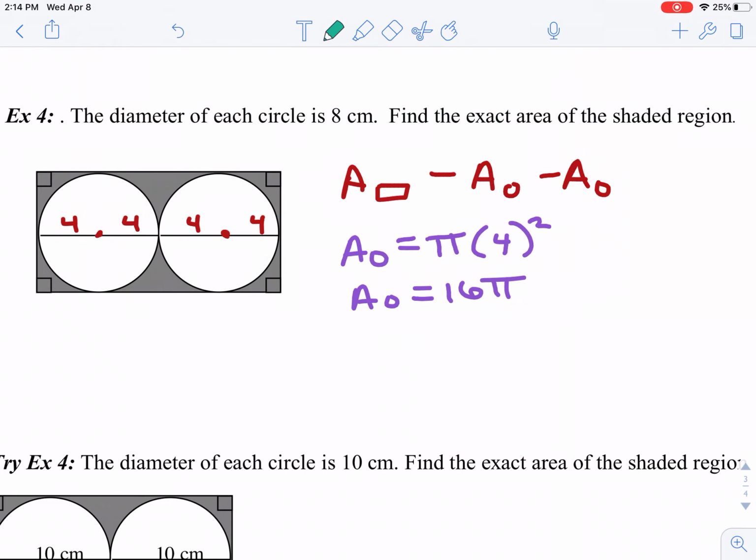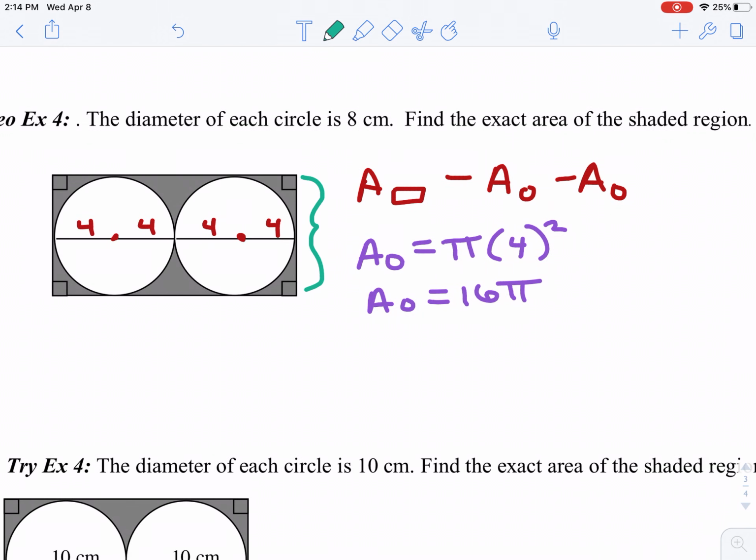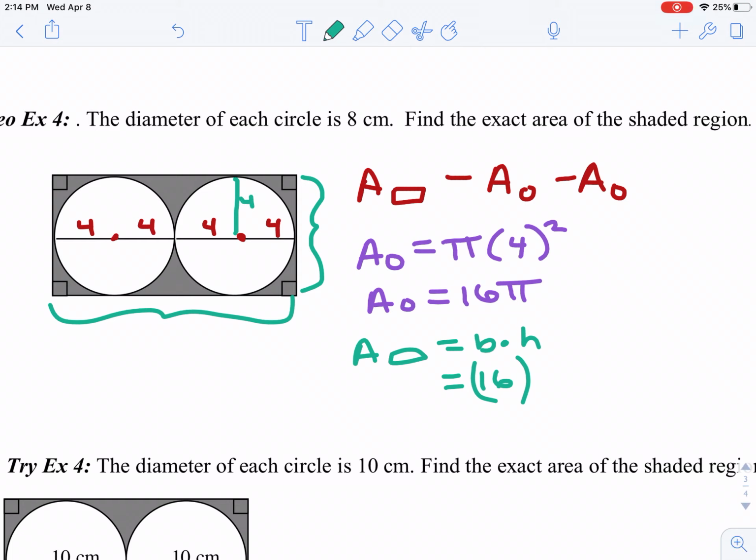Now my area of my rectangle is going to be base times height, right? Well, I can see the length of that base is going to have to be 4 plus 4 plus 4 plus 4. So that's 16 units long. And the height, well, if this radius is 4, then this is 4, and this is 4. So that height is 8. So the area of my rectangle is going to be 16 times 8, which is 128.